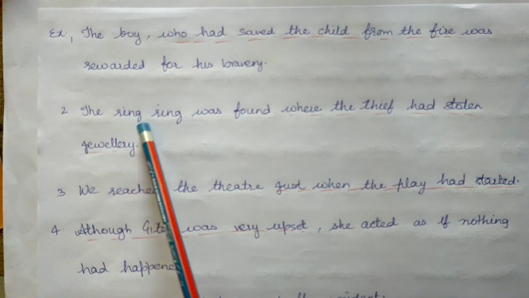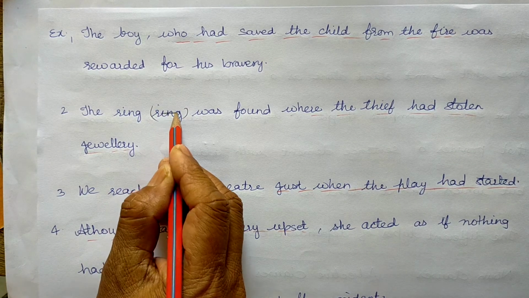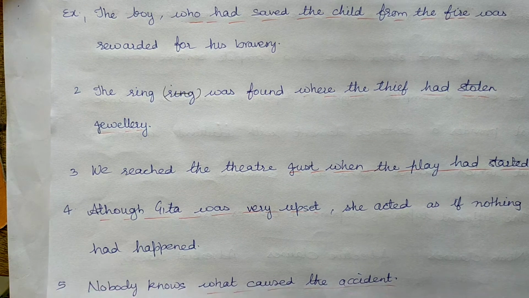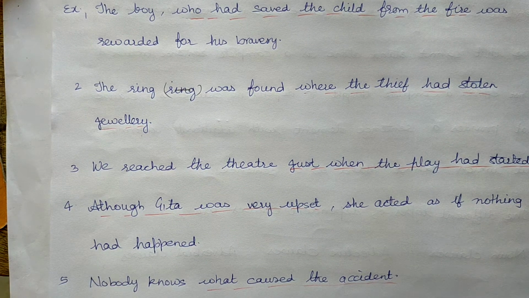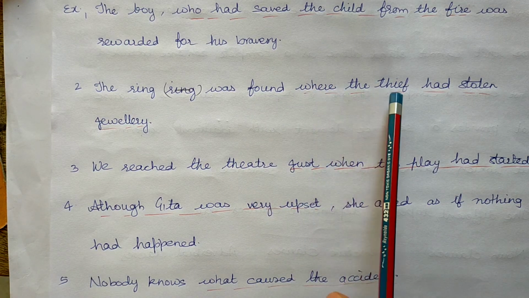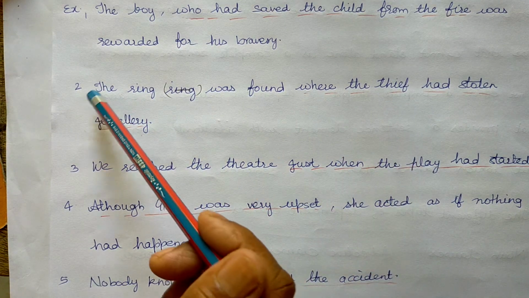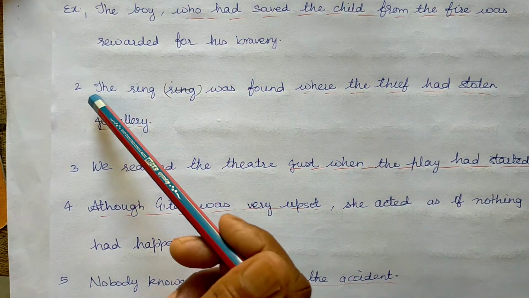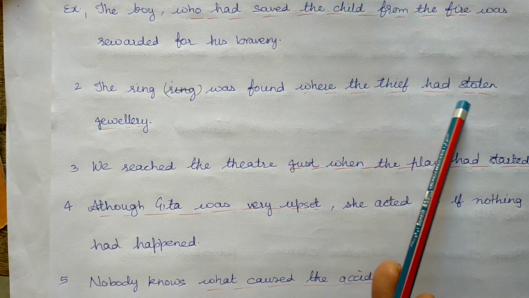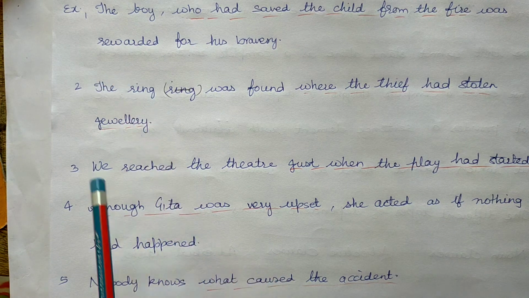Next, the ring was found where the thief had stolen the jewelry. Here, the ring was found is a complete sense, and here, where the thief had stolen the jewelry is a dependent clause. So, in the complete sentence, this is independent and this is the dependent clause: where the thief had stolen the jewelry.